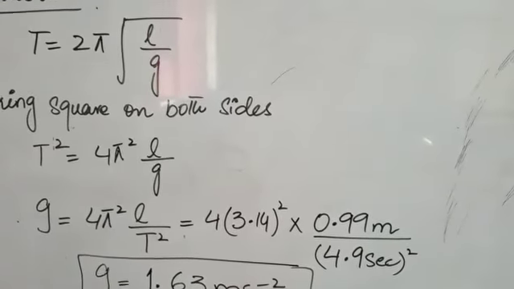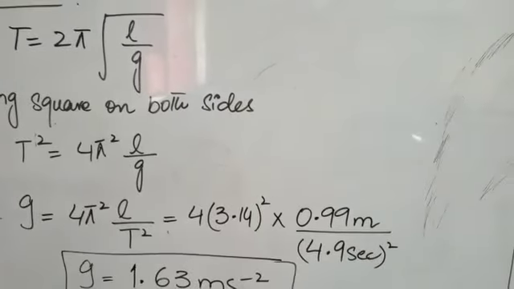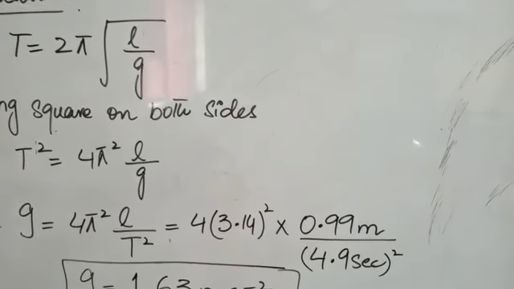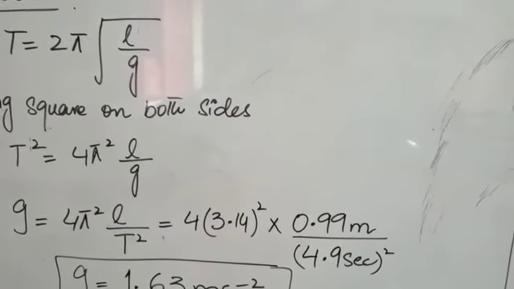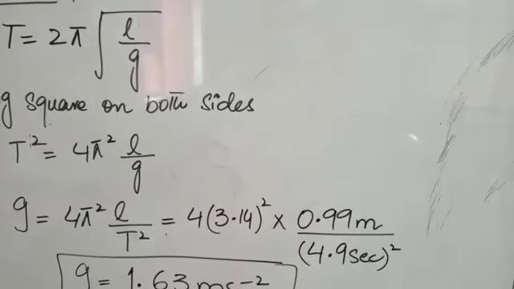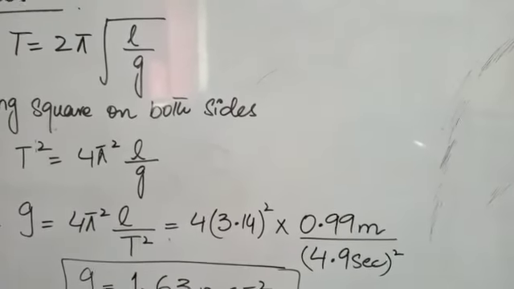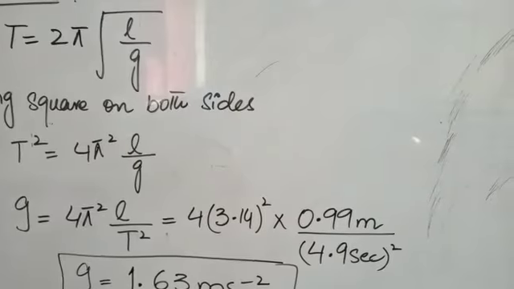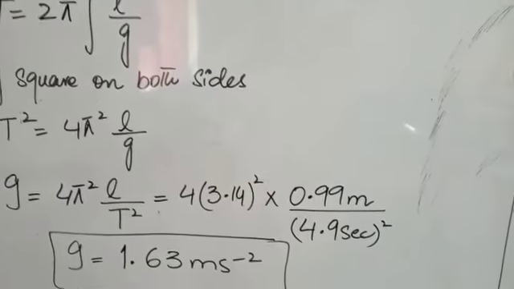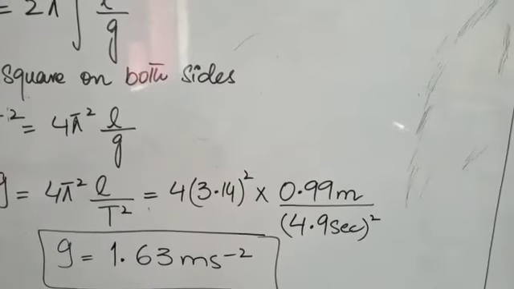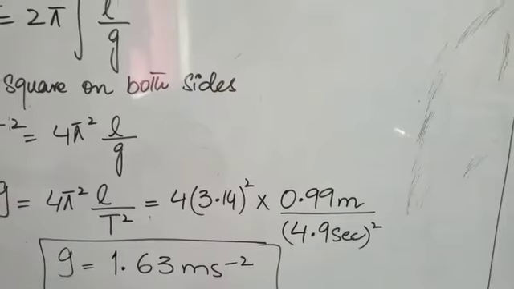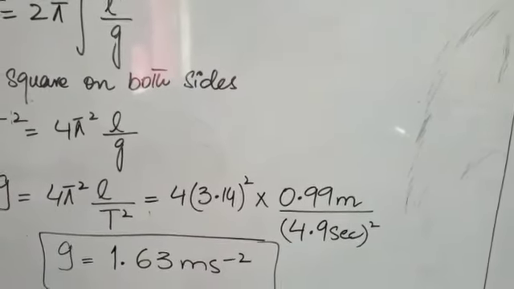We have to put the values: 4, 3.14 is the value of pi, we have to take the square, length 0.99 meter divided by time period 4.9 second square. By solving these values, we get the final result 1.63 meter per second square, the value of g on the surface of moon.